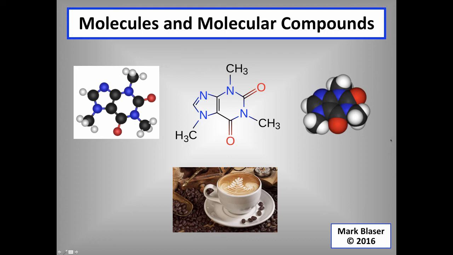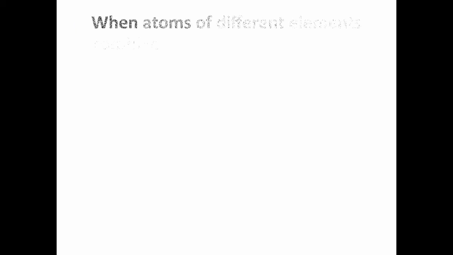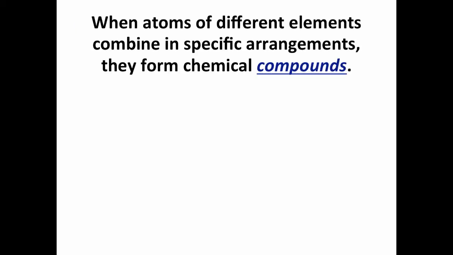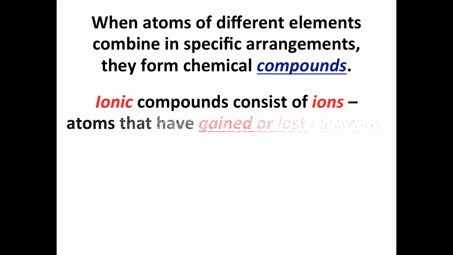Welcome to a screencast on molecules and molecular compounds. Now, you probably know that when atoms of different elements combine together in specific arrangements, they form what are known as chemical compounds. And we've already dealt with one type of chemical compound called ionic compounds. These are made up of ions, which are atoms that have gained or lost electrons, and then these positively and negatively charged ions attract each other, and that's what holds ionic compounds together.